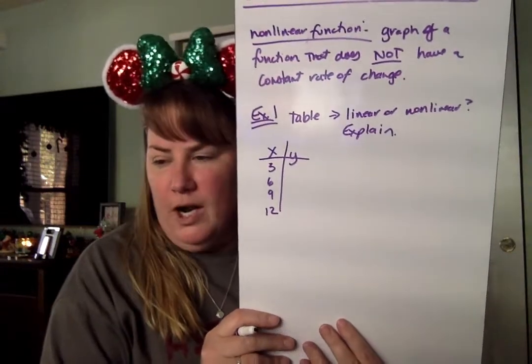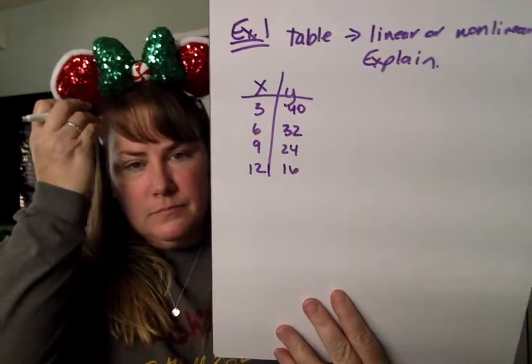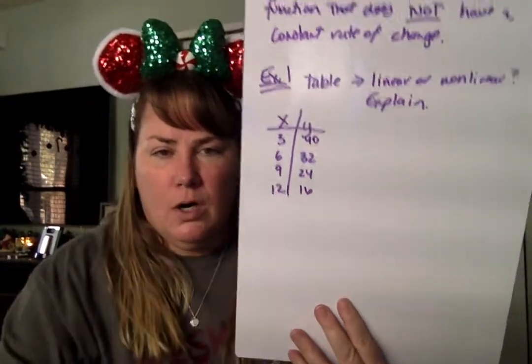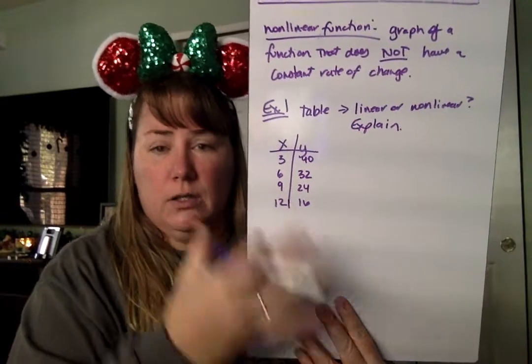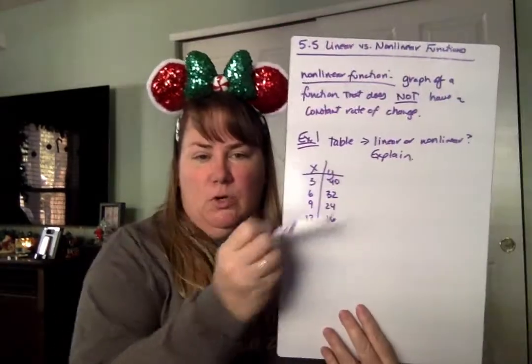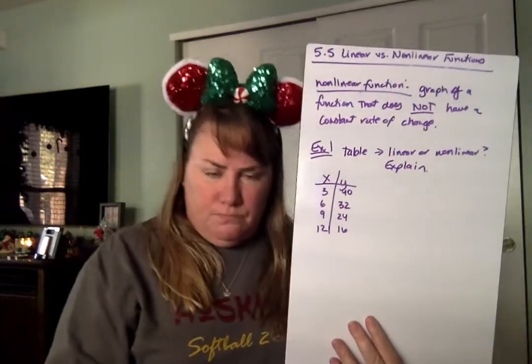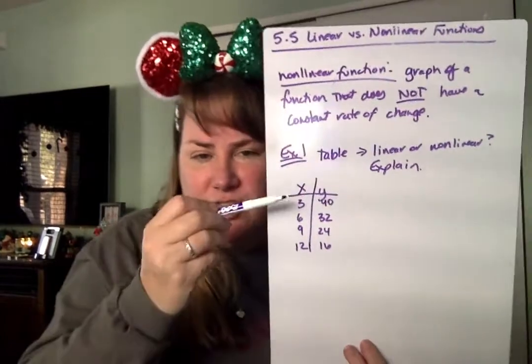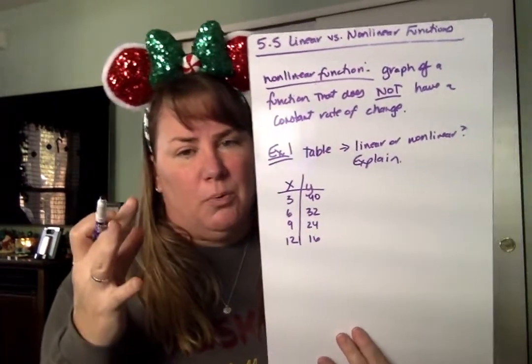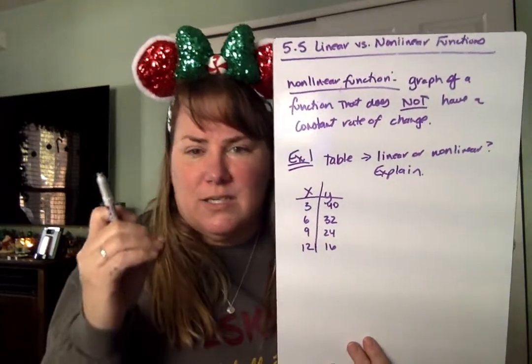We have an input-output table. Values of x are 3, 6, 9, and 12. Your outputs are 40, 32, 24, and 16. When you are figuring out if a table is a linear or nonlinear function, you could make these ordered pairs and plot the points, and if it produces a line, then you know it is a linear function. But what's even faster is just finding how things are changing. We're finding the rate of change, and if it's constant, it's going to be linear.